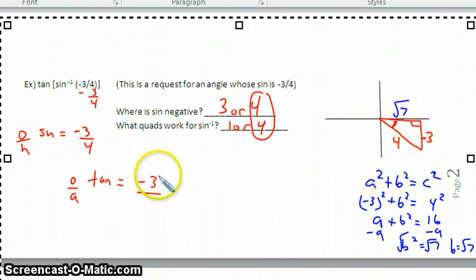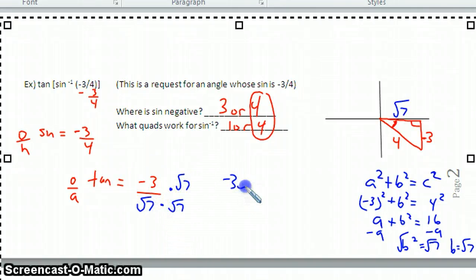So ours was positive, so we'll leave it as the square root of 7, but I don't want to leave my answer like that. I want to rationalize. So I'll get rid of the square root of 7, and I'll end up with negative 3 square root of 7 over 7 as my answer.